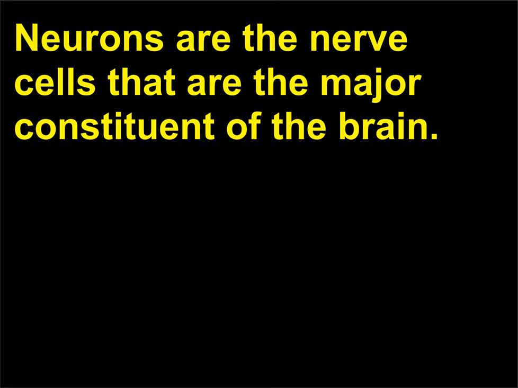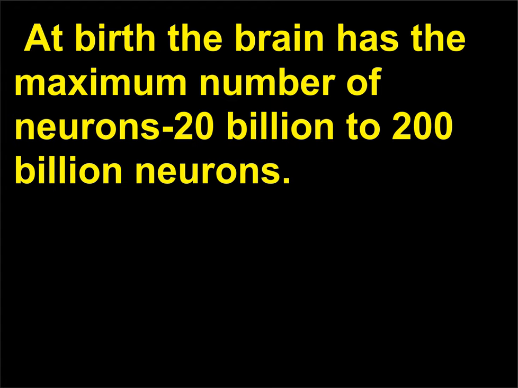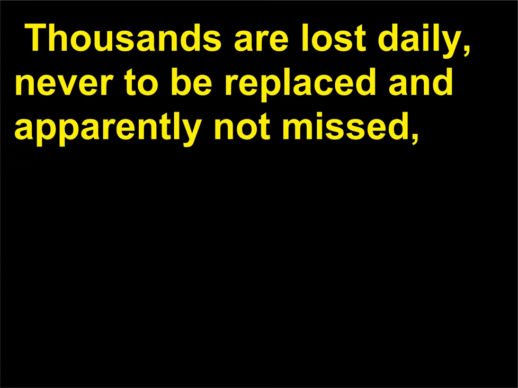At birth, the brain has the maximum number of neurons, 20 billion to 200 billion neurons. Thousands are lost daily, never to be replaced and apparently not missed, until the cumulative loss builds up in very old age.